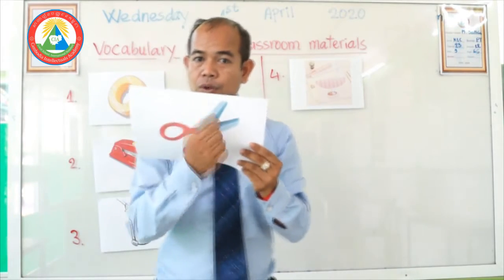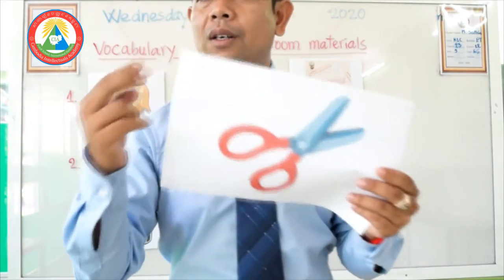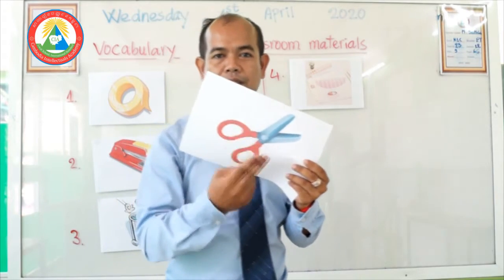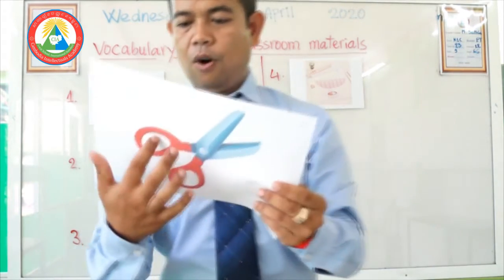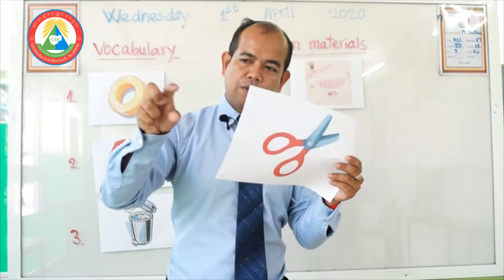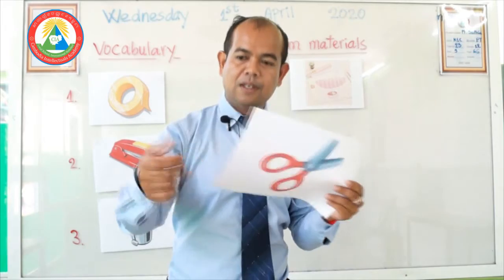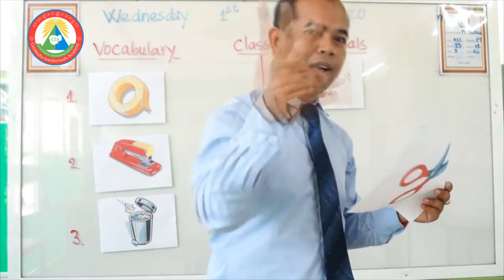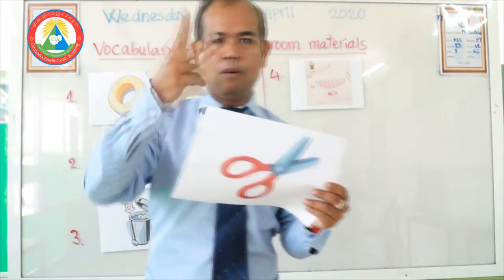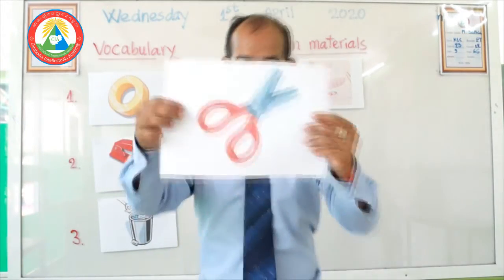Consisting of two sharp blades with holes to put your fingers through. When you hold this material, you put two fingers through the scissors holes, and you can operate it to cut what? To cut paper or clothes or hair or etc.